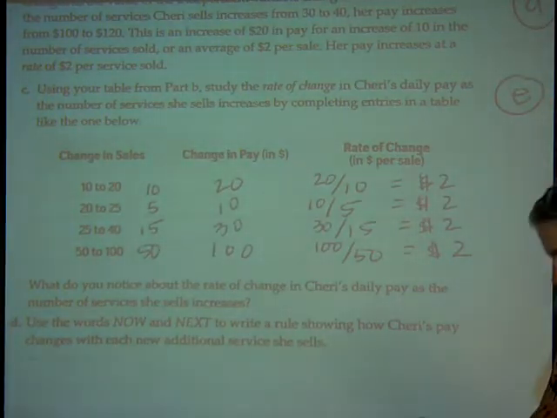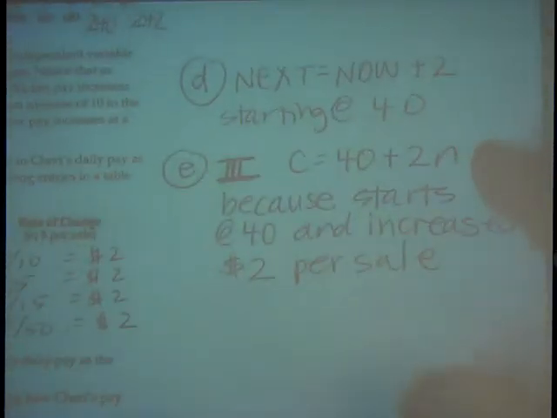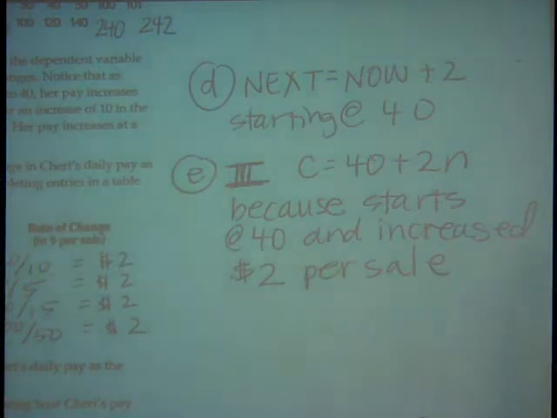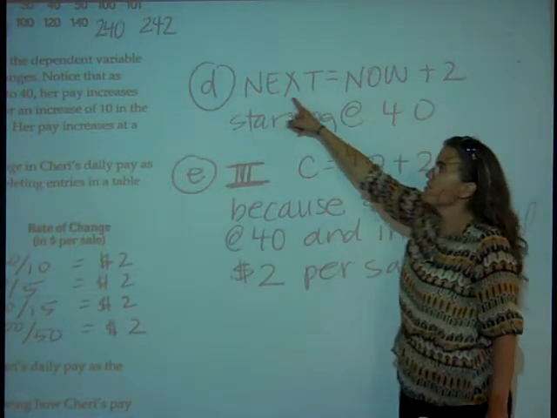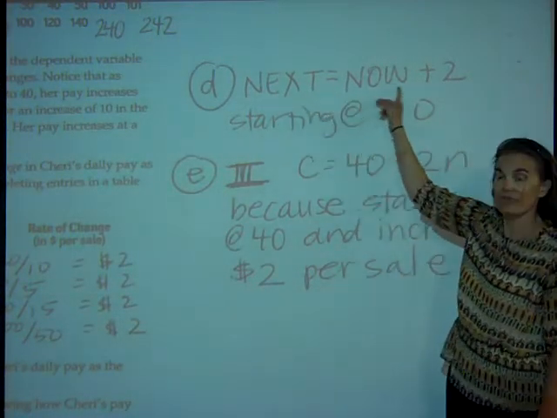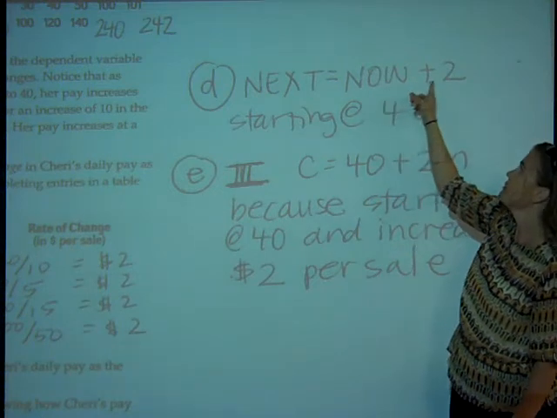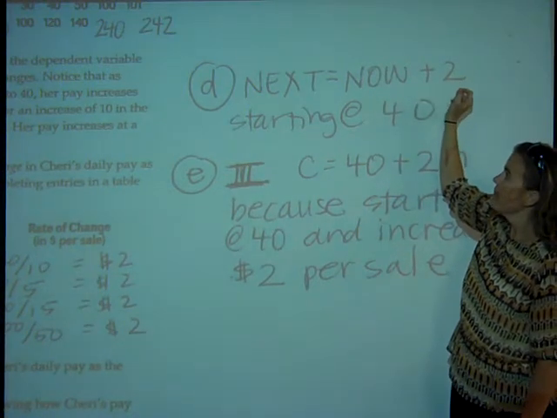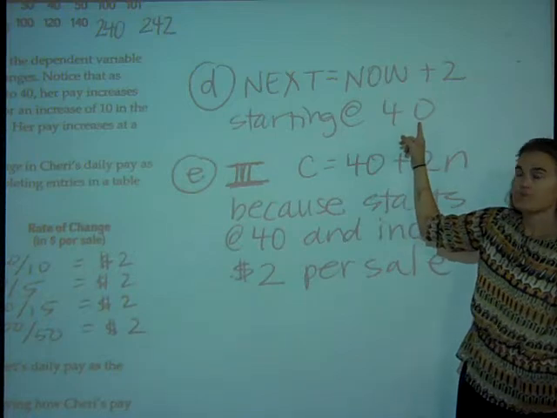So that's going to be really important if you look at your letter D, the now next, and letter E, the rule, right? Notice letter D, the now next equation, we'd say the next term would always equal the now term, wherever we are right now, and we would add 2 to it. Okay? And that was starting at 40.